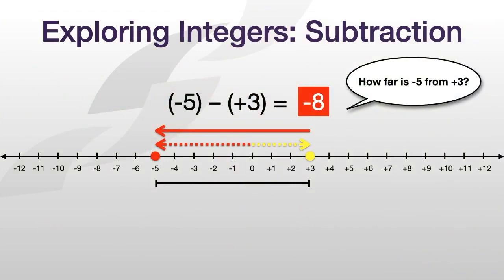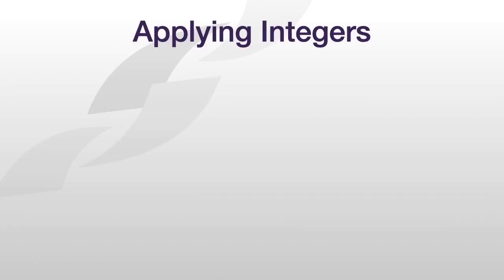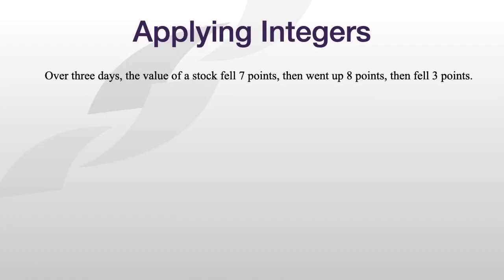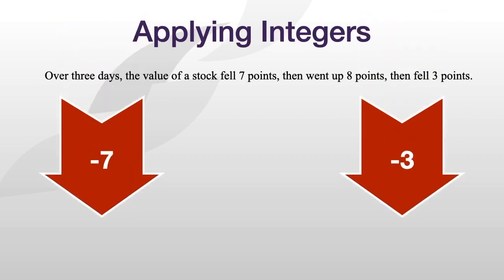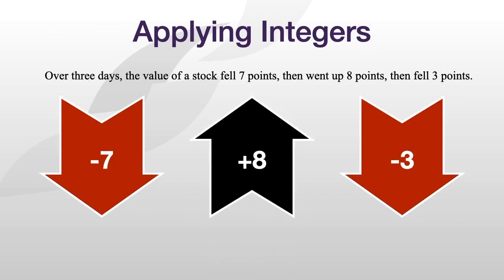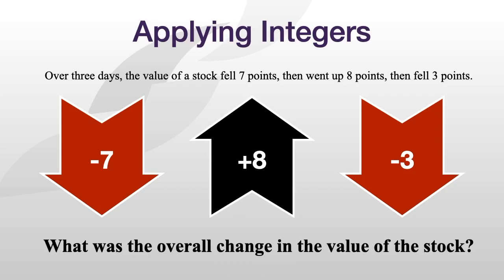Let's apply our understanding of integers to solve the next set of problems. Over 3 days, the value of a stock fell 7 points, then went up 8 points, then fell 3 points. Decreases in value can be represented using negative integers. Increases in value can be represented using positive integers. What was the overall change in the value of the stock?